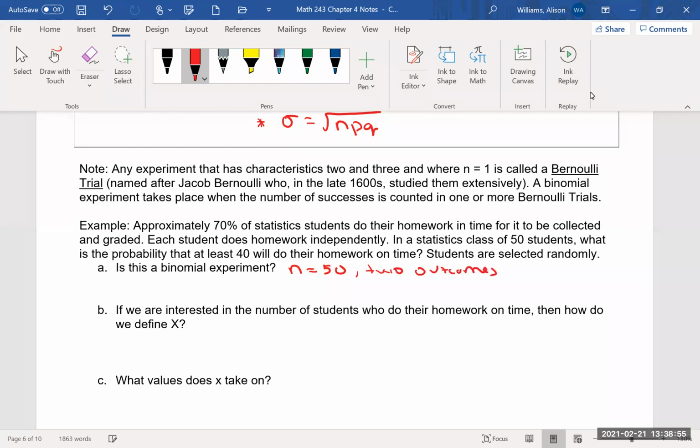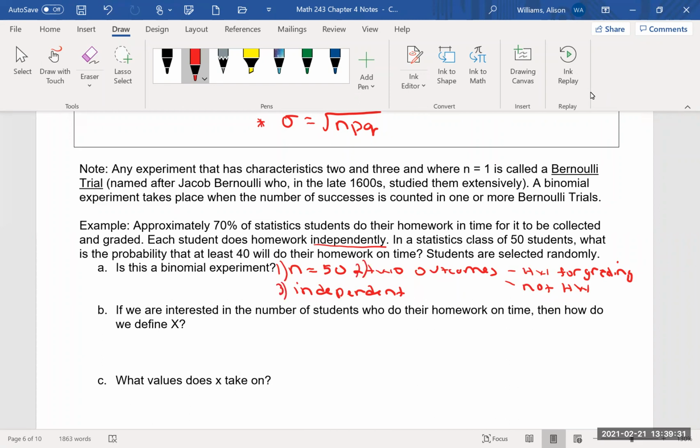and that would be homework for grading and not for grading. Okay. And then they are independent because they told us that. So, yes, it is independent. We're treating each student as if they're not going to affect each other, whether or not they do their homework in time for being graded. Okay, so this would count as a binomial experiment. It has the 3 qualifications.